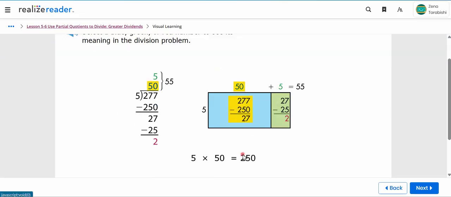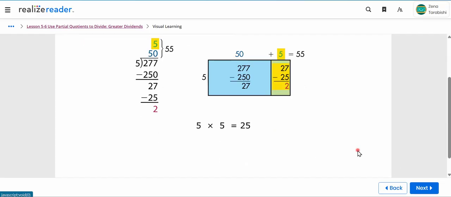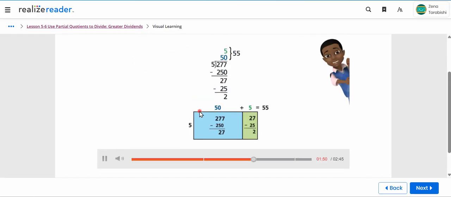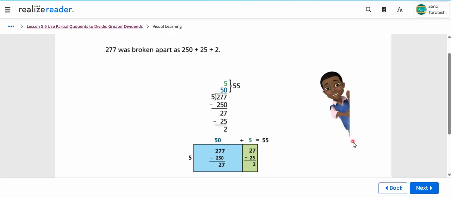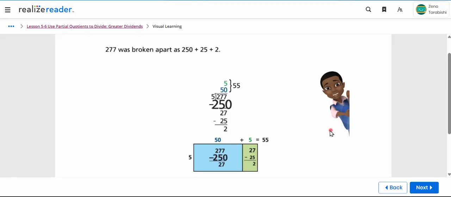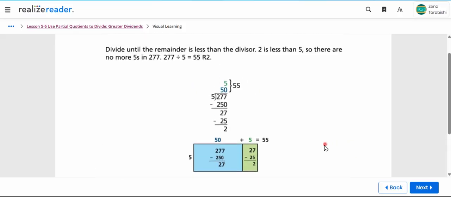Five times 50 equals 250. 5 times 5 equals 25. 277 was broken apart as 250 plus 25 plus 2. Breaking apart big numbers makes them easier to divide.